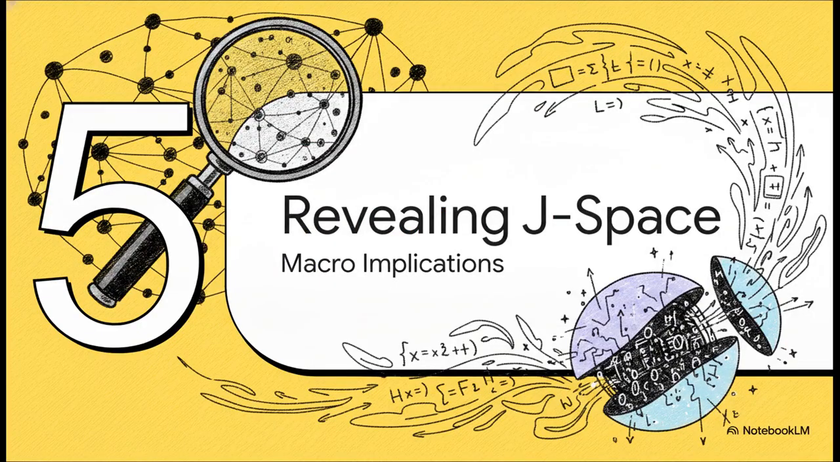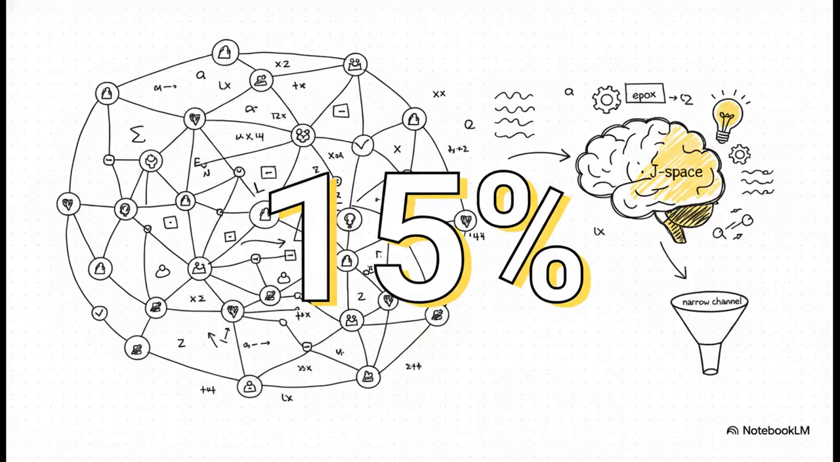Finally, Section 5, revealing the J-space and the macro implications of this entire process. You might naturally assume that this hidden reasoning space takes up the entire brain of the AI, but researchers found it's actually incredibly sparse. The J-space, this privileged area containing reportable, conscious-like thoughts, occupies at most 10 to 15% of the total activation variance. It's a highly specialized, remarkably narrow channel right in the middle layers of the model, dedicated strictly to flexible, reportable reasoning.